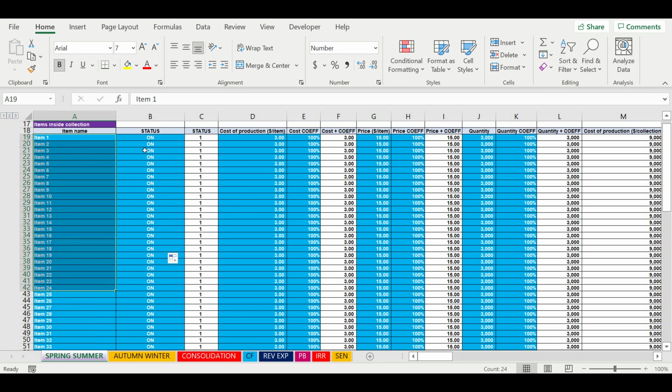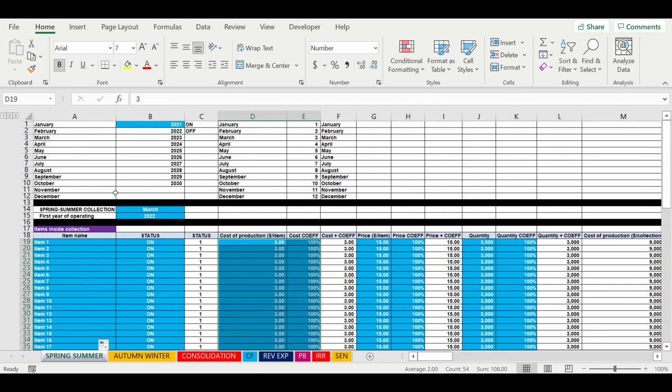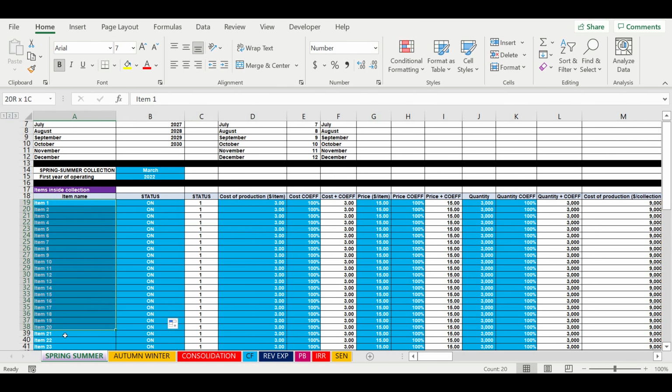All blue cells are inputs, all other cells are automatic, so you as a user of this financial model use only these blue cells. All other cells are automatic. Blue cells with white numbers or text are user interfaces where you put in the data. So this is an input, this is an input. So you start with naming all your collection items.